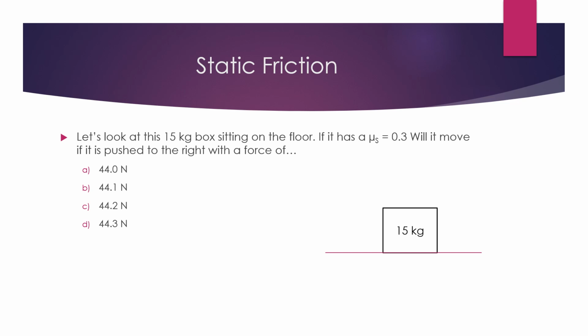So let's look at this 15 kilogram box sitting on the floor. If it has a mu sub s, a coefficient of static friction, of 0.3, will it move if it is pushed to the right with a force of, okay, and then there are 4 forces here. I don't really know what to do, but let's start by drawing some arrows. I know that gravity pulls down on this. Mass times 9.8 is going to be 147 going down. If I have 147 going down, that means I have to have 147 going up.